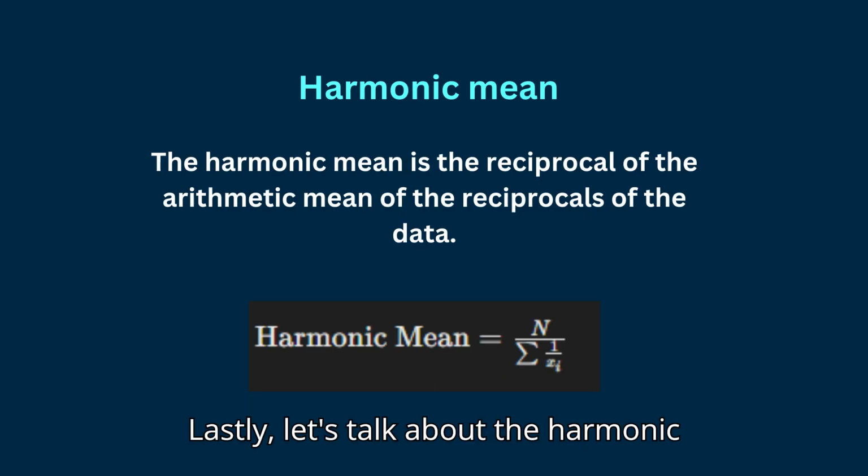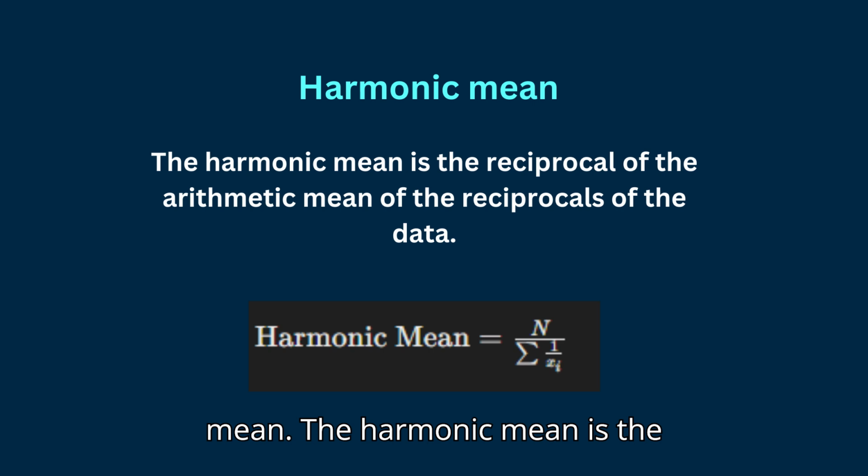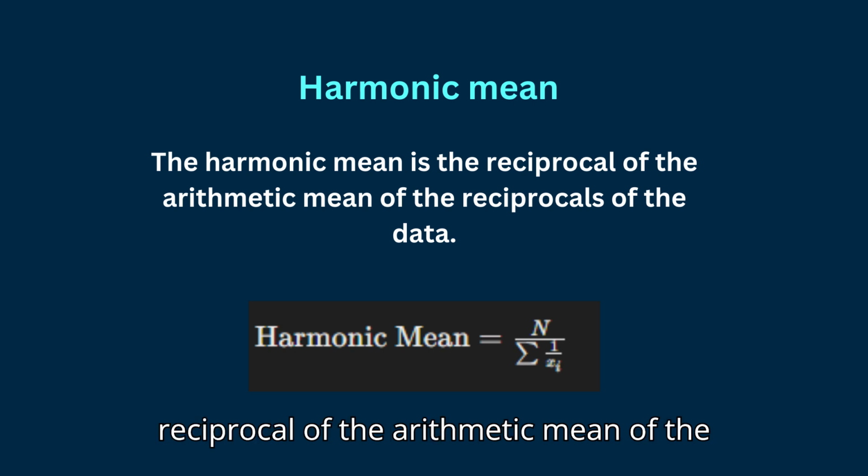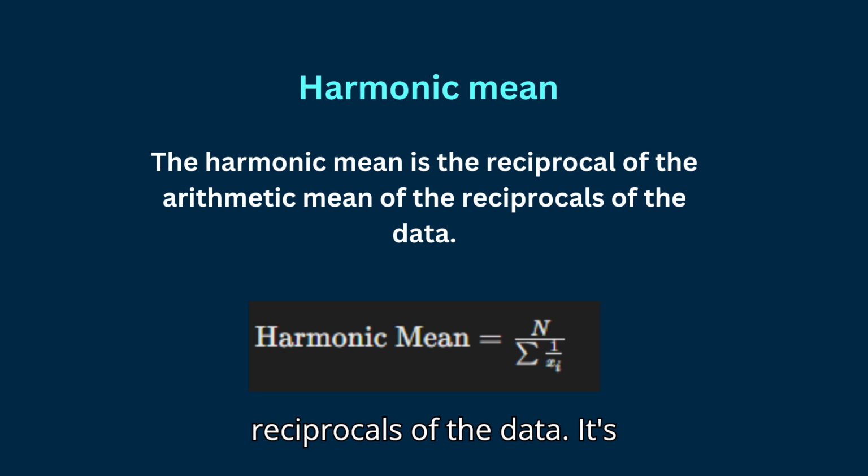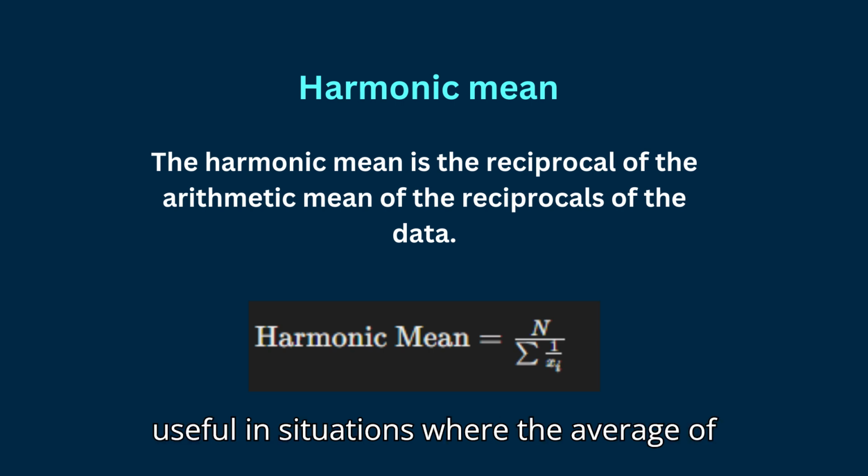Lastly, let's talk about the harmonic mean. The harmonic mean is the reciprocal of the arithmetic mean of the reciprocals of the data. It's useful in situations where the average of rates is desired.